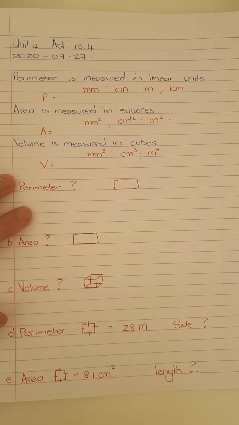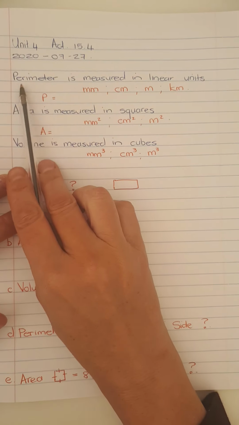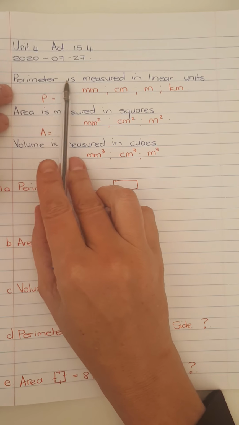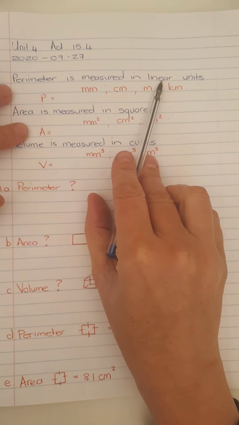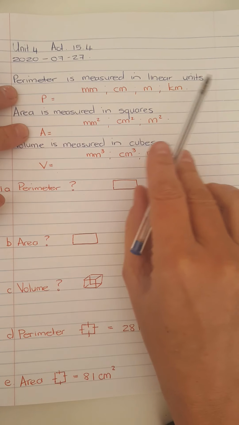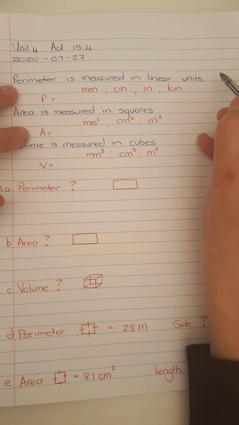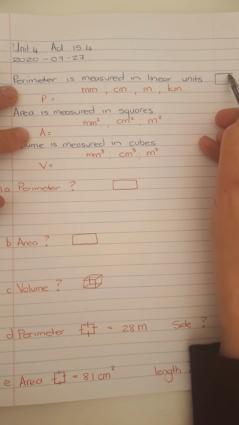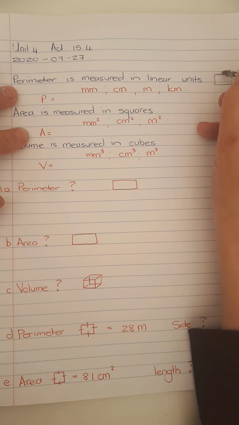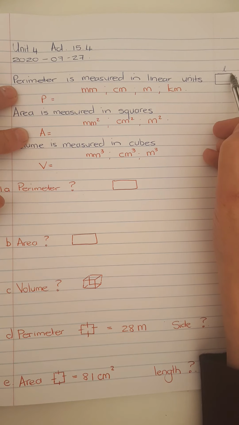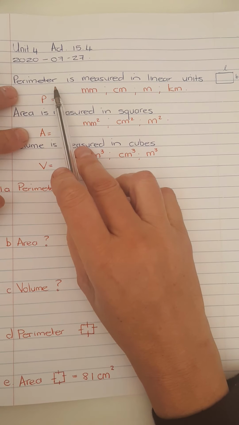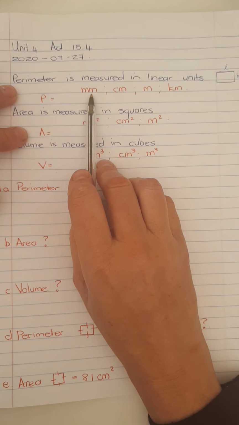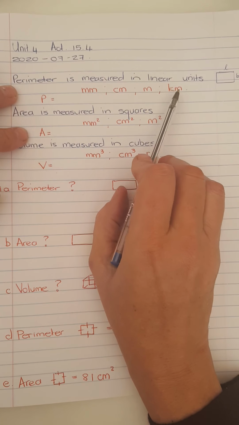Okay, now we're going to just refresh quickly your memory on what is a perimeter. Perimeter is measured in linear units. Why linear? Think of a straight line. When we talk about the perimeter, if you remember the ant walking around the perimeter, it will be that length. Say if that's the length and that's the breadth, it would be that length plus that length plus that length plus that length. And a perimeter is measured in millimeters, centimeters, meters, and kilometers.